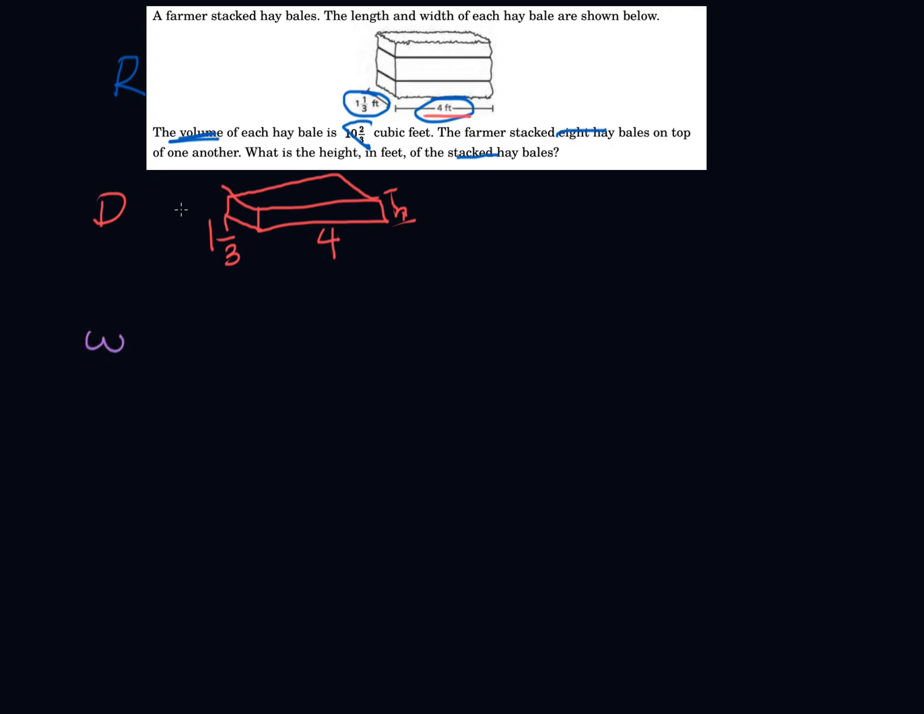We know that the equation for volume is V equals length times width times height. And it told us that the volume is 10 2/3. It also tells us that the length of one hay bale is 4 feet, and the width of one hay bale is 1 1/3. So all we have to do is find h. So let's make 1 1/3 and 10 2/3 improper fractions.